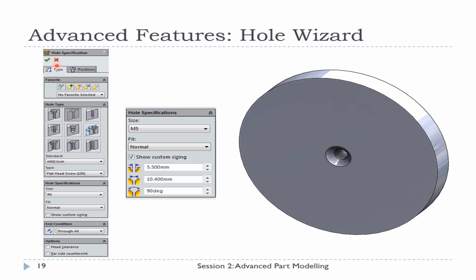So once you have defined the type and the parameters under the type tab, then you can switch to the position tab, and here it will give you a graphical representation of a hole and allow you to place the hole on a plane or as a 3D sketch. So all you need to do is just select a point where you would like to drop the hole, and then define that point using sketch relations and dimensions.